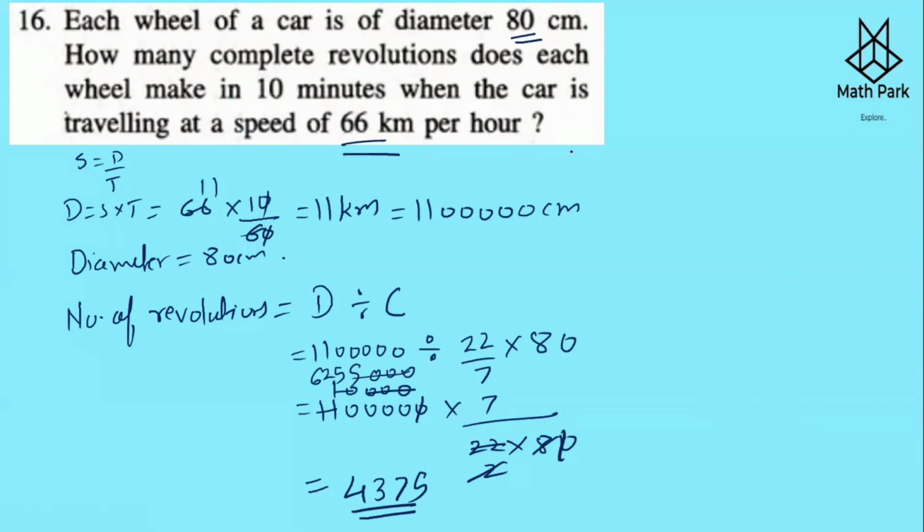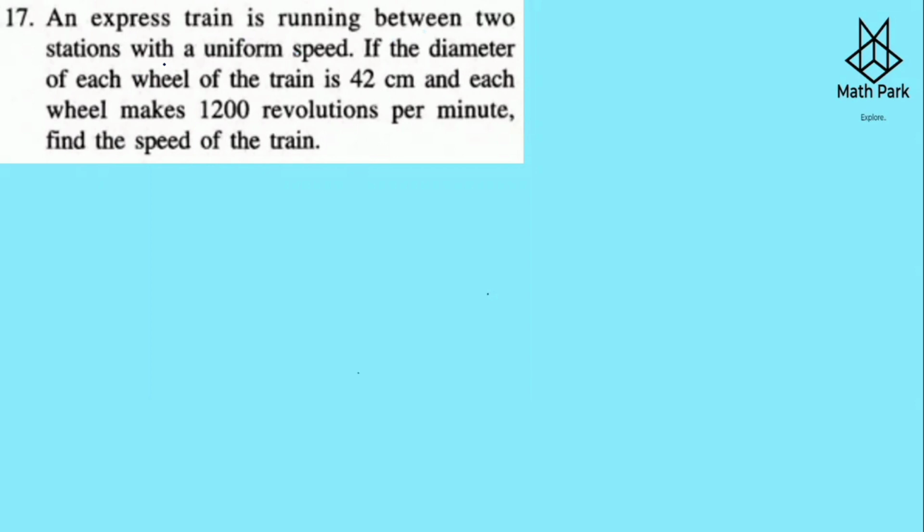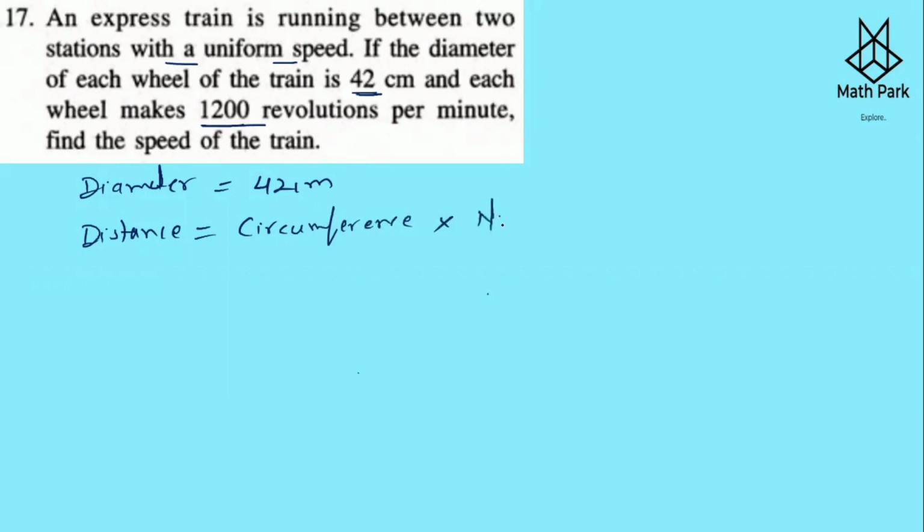Got it? An express train is running between two stations with a uniform speed. If the diameter of each wheel is 42 centimeters, so you know that the diameter of each wheel is equal to 42 centimeters and the wheel makes 1200 revolutions. So if it makes 1200 revolutions, first let us find the distance. So you know that the distance is equal to circumference multiplied by number of revolutions.